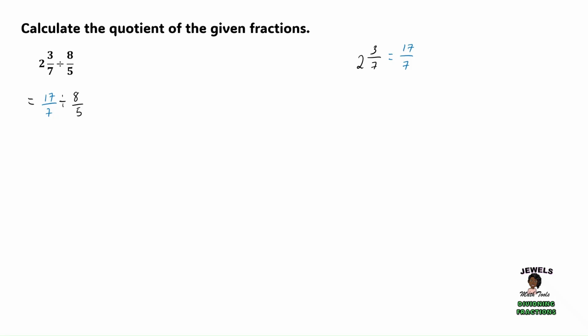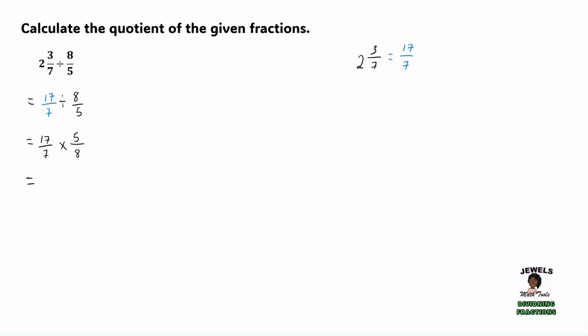So let's begin our steps for dividing fractions. We're going to keep our first fraction the same, change our division sign into multiplication, and then take the reciprocal, or flip, our second fraction. So my numerator of 8 will go to my denominator, and my denominator of 5 will go to my numerator.